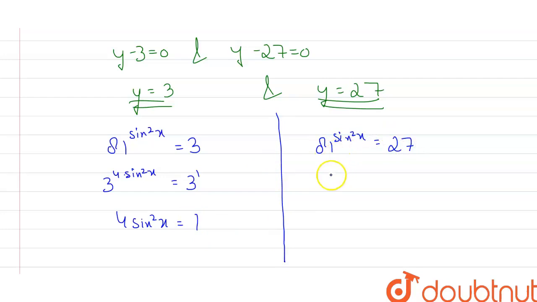Again, this can be done as what? 81 can be done as 3 to the power 4 sin square x, and this is equal to 27. 3 is the power of 3, right? We know it. So 3 is the power of what? 3. So now I can compare the powers here. So this will become 4 sin square x equals to what?